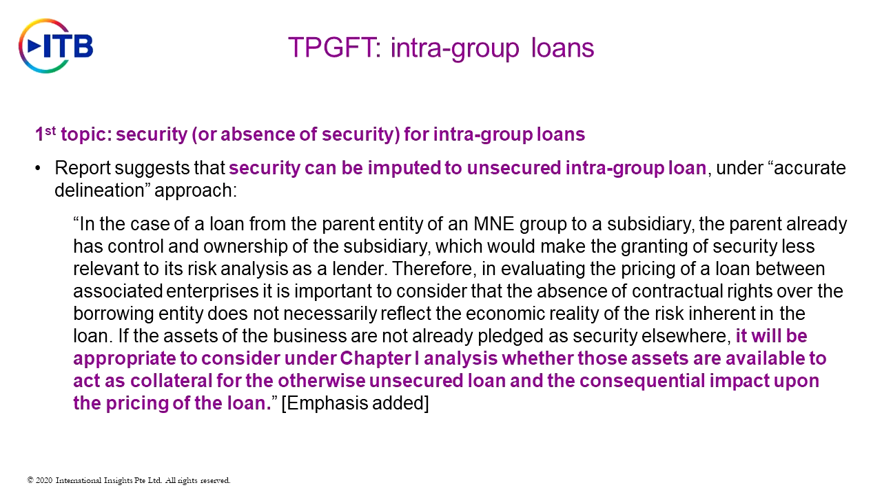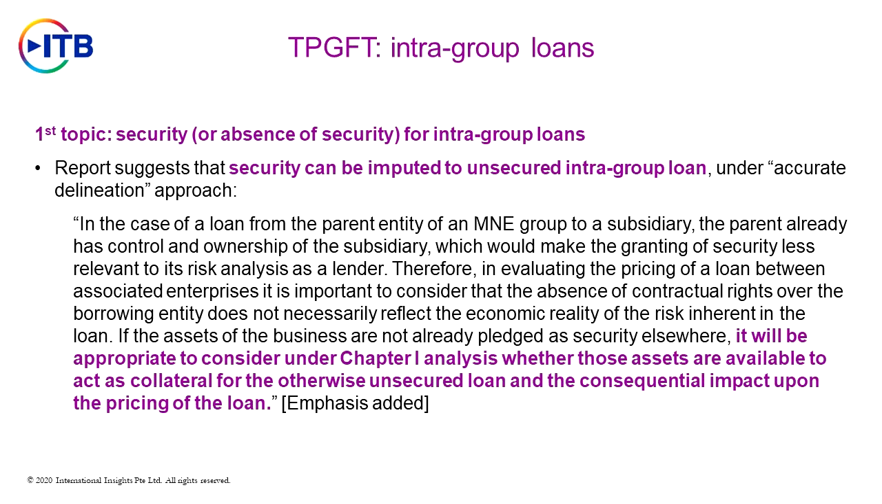The first topic concerns security or the absence of security for intragroup loans. The report suggests that security can be imputed to an unsecured intragroup loan under the accurate delineation approach. The report says this: in the case of a loan from the parent entity of an MNE group to a subsidiary, the parent already has control and ownership of the subsidiary, which would make the granting of security less relevant to its risk analysis as a lender.